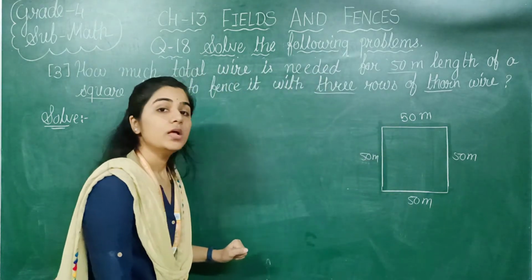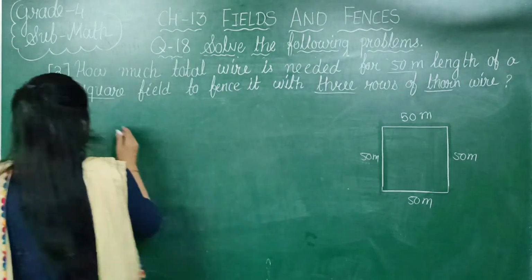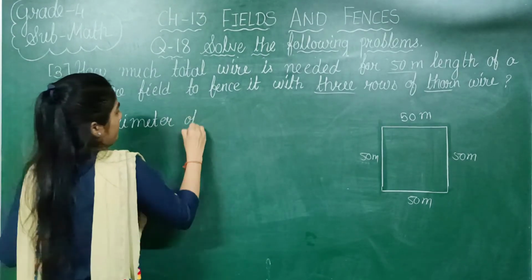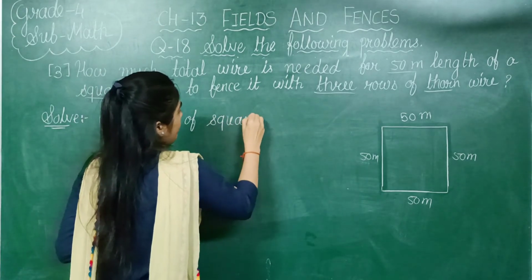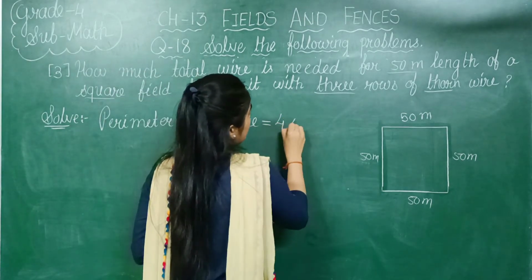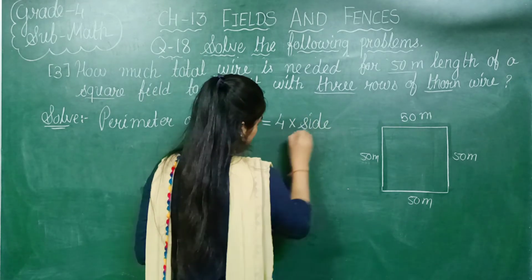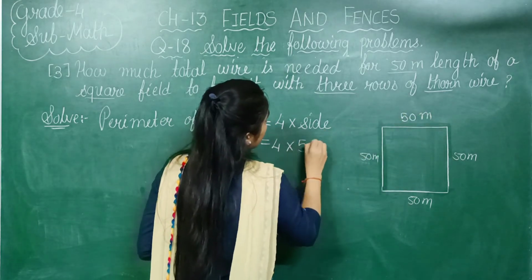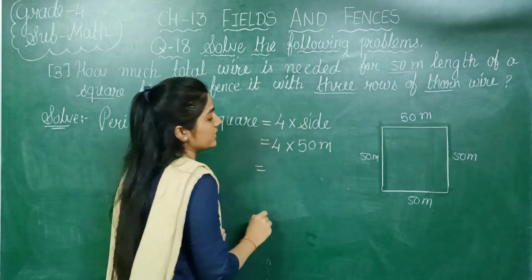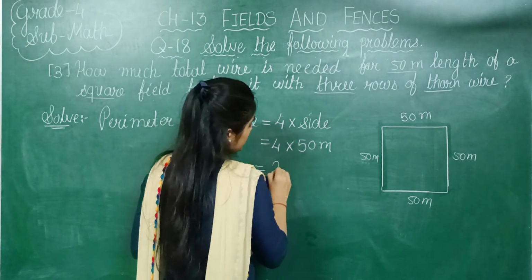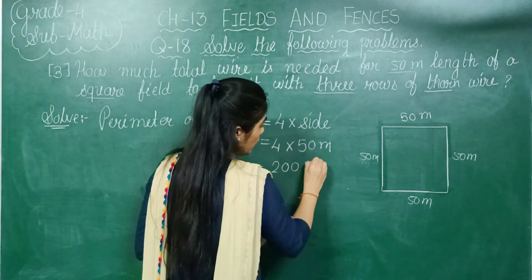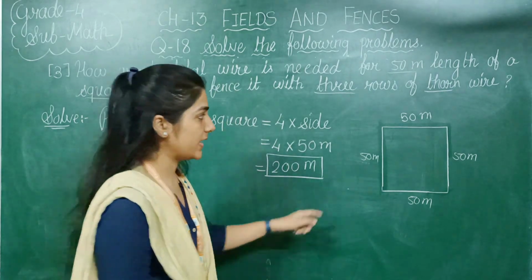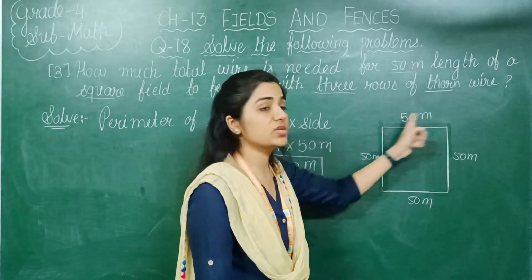And the formula to find the perimeter of a square is 4 multiplied by side. That means 4 multiplied by this one side, 50 meter. So we will get 4 5s are 20 and at the back the 0. That means we will get 200 meter as the perimeter of the square. Also you can do it like this: you can add all these 4 sides.